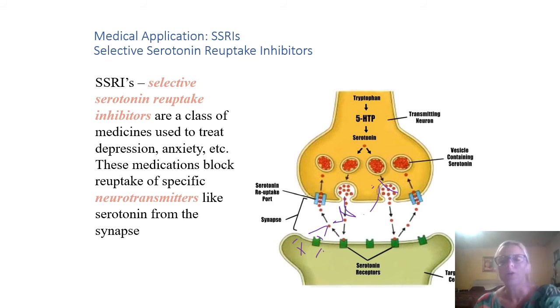And so if you block the reuptake, if you block the reabsorption, then you're going to have more of them here in the synapse. They're going to increase in concentration here, and so you're going to, in effect, get more serotonin because it's going to have a higher chance of fitting into these little guys here that help take it back into the body, the receptors.